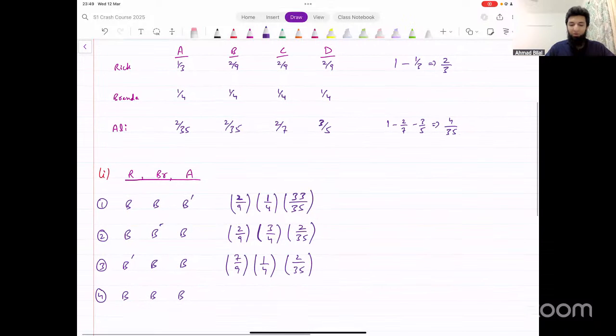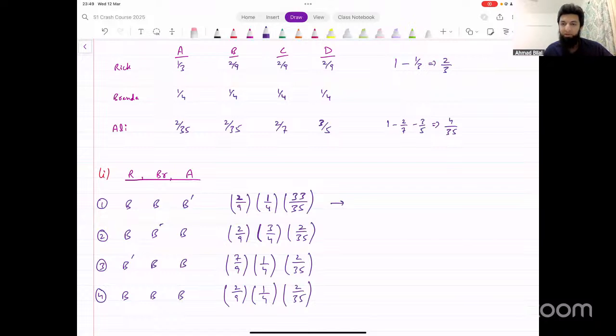The fourth case is all of them choose B. That's 2/9 into 1/4 into 2 out of 35. These are the 4 cases that we get. What are the results that we get? The first one is 11/210.